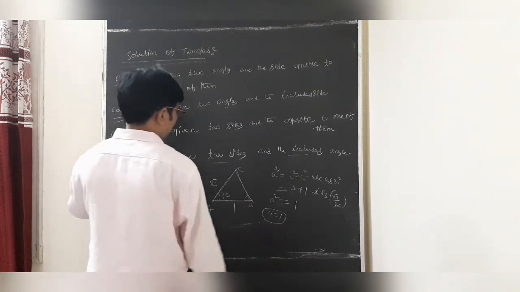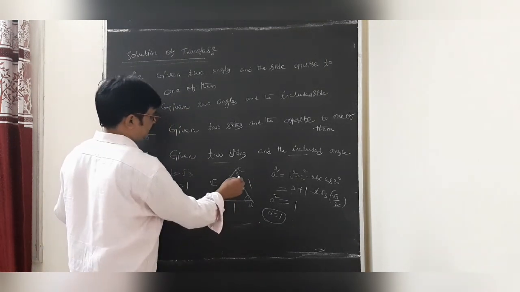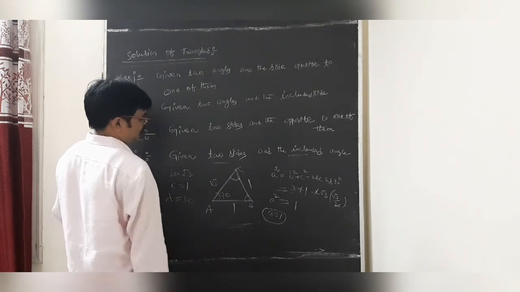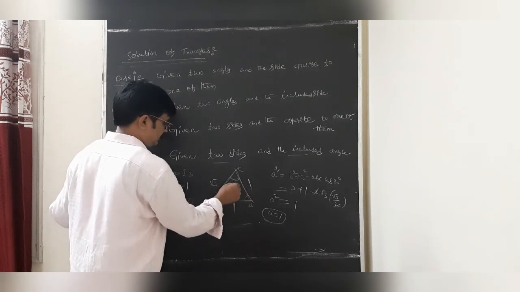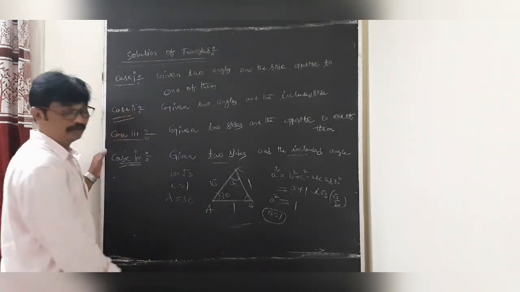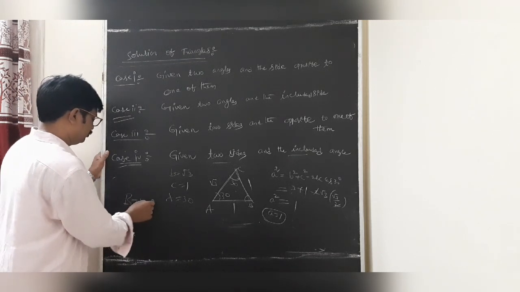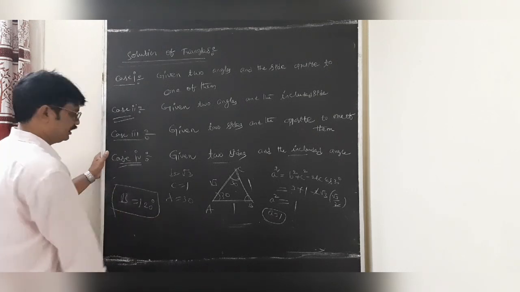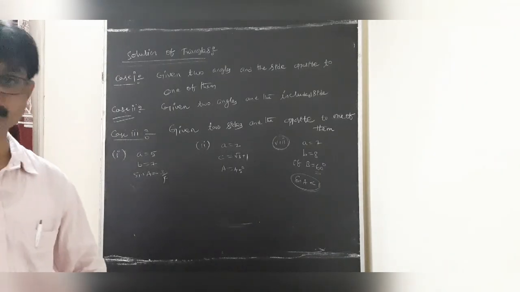My dear students, here we can observe a is 1 and c is 1. Undoubtedly, this angle is also 30 degrees, and this is 30. So angle B is 120 degrees. Is it clear, students? What is angle B? 180 minus 60, B is 120 degrees. Okay students?